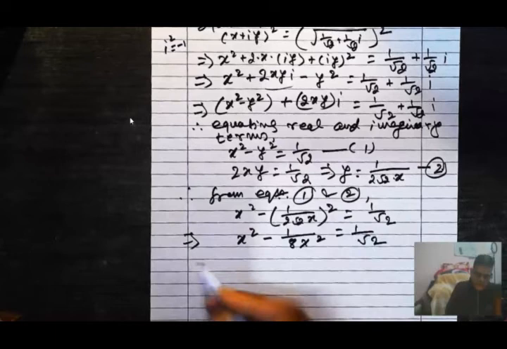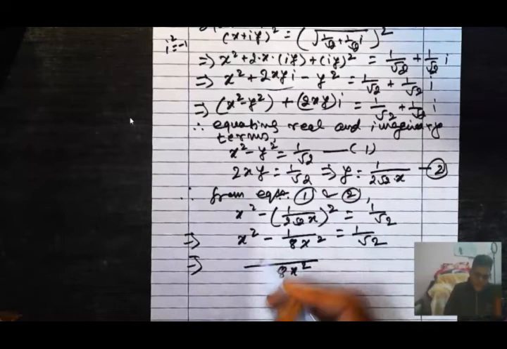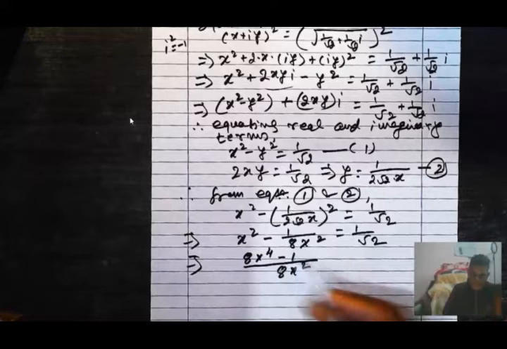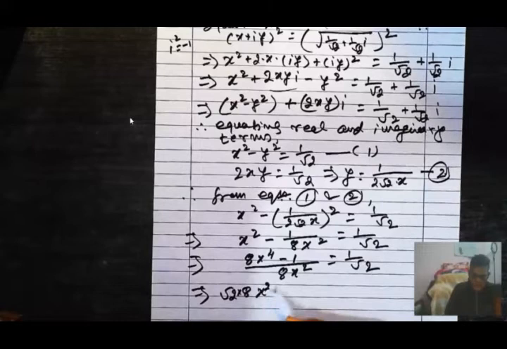Now just simplify it. If you take the LCM, you'll have 8x² as the LCM, and then 8 times 8x² times this is 8x⁴, and here you have only 1, and that equals 1 by root 2. Again cross multiply this, so that you get root 2 times 8, and then this is x to the power 4, which you can write as x² whole squared, or you can just leave it like that.